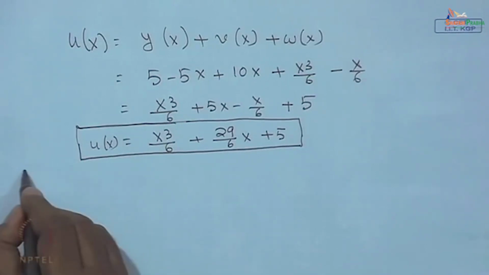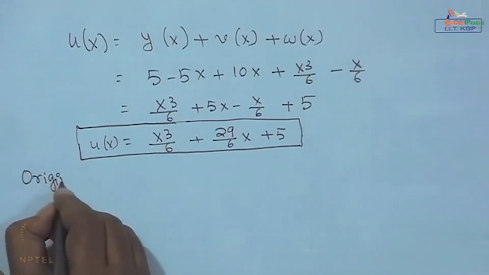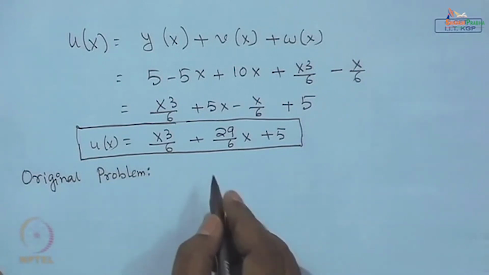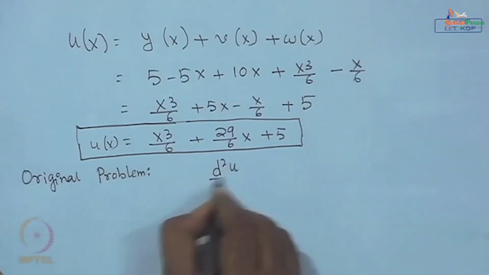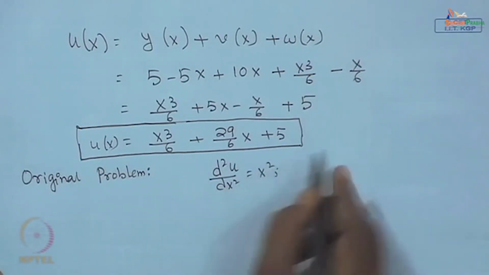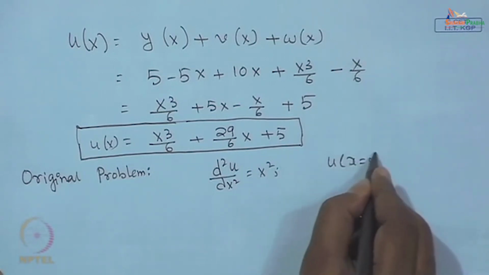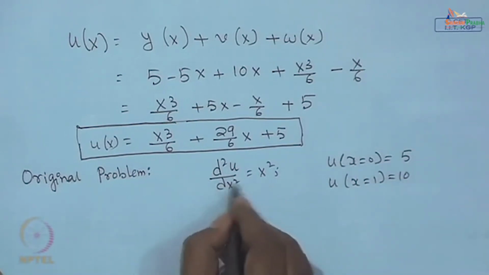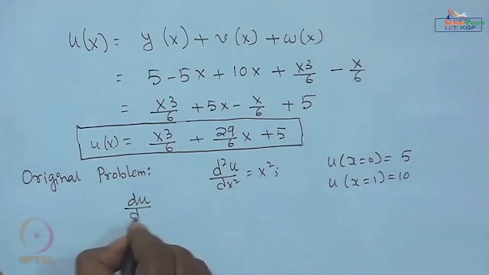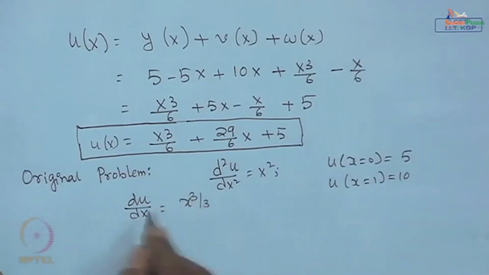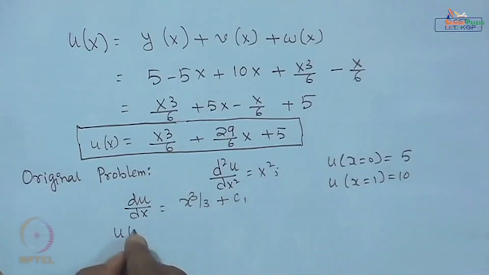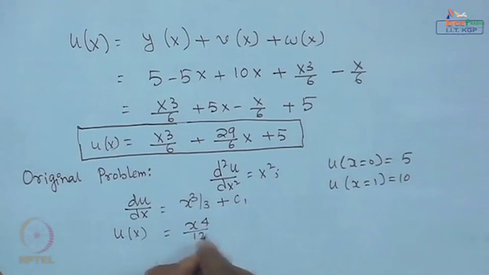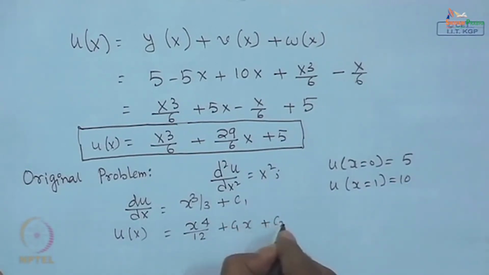Now, if you look into the original problem, the original problem was d square u dx square is equal to x, subject to u at x is equal to 0 is equal to 5 and u at x is equal to 1 is equal to 10. So, just do it by integration. One integration will give you du dx is equal to x square by 2 plus some constant c1.